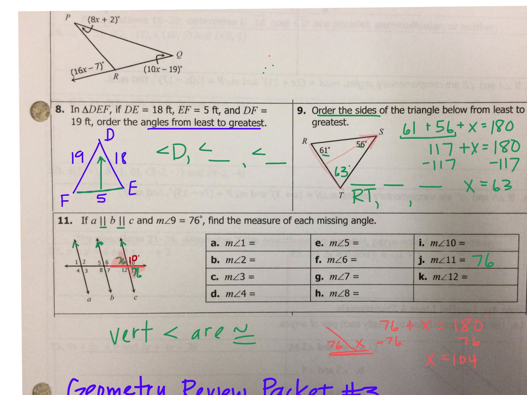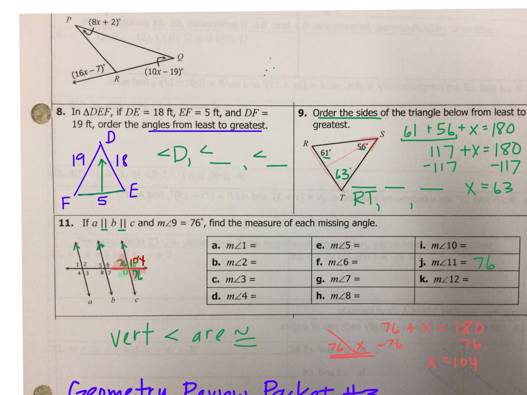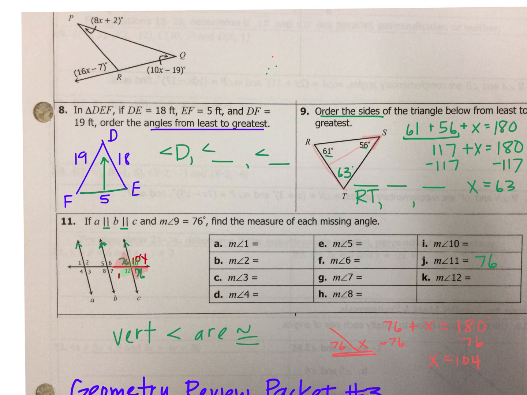Whoa, 104. And then what do I know about 10 and 12? I know those are vertical angles. So 12 will also be 104. So 104, 104. These are all in degrees.